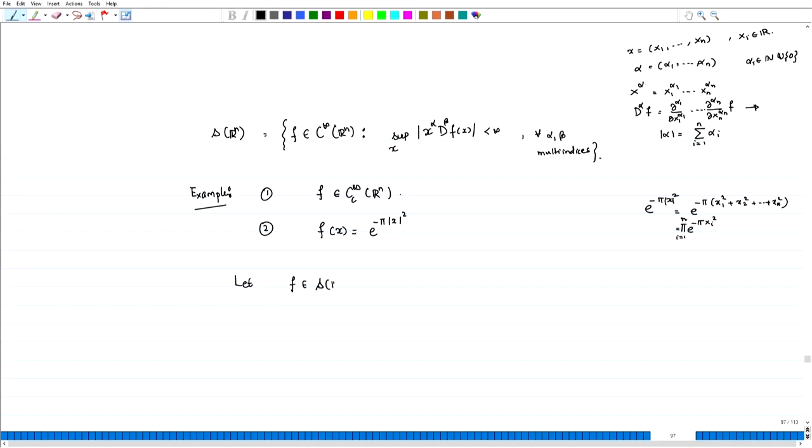Okay, so once we have the Schwartz space, we define: let f be in the Schwartz space, define f hat for xi in Rn, the Fourier transform of f at xi.